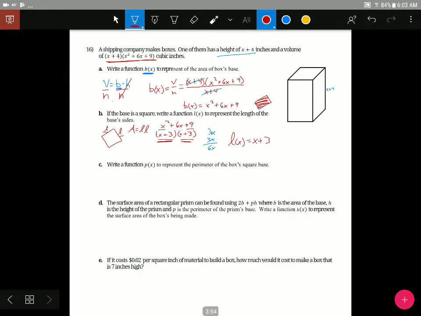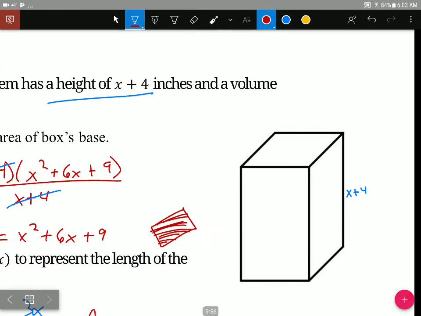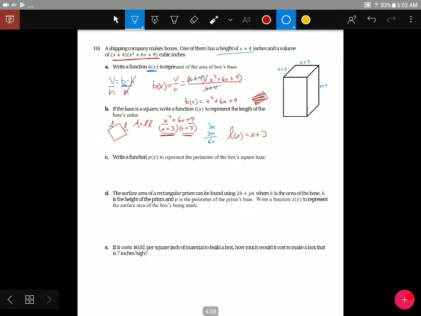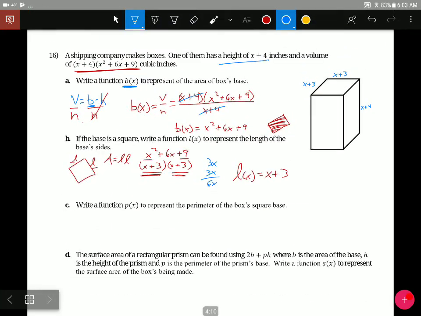So I'm going to go over here and label it again. This box over here, I'm going to have x plus 3 and x plus 3. So those are my dimensions. My width is x plus 3, my length is x plus 3, and my height is x plus 4. That is the dimensions of this box.